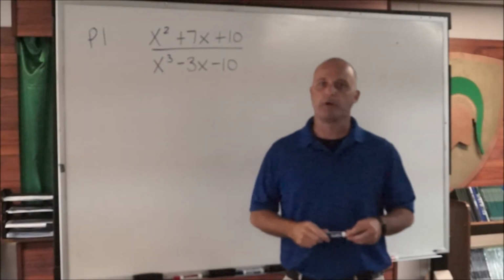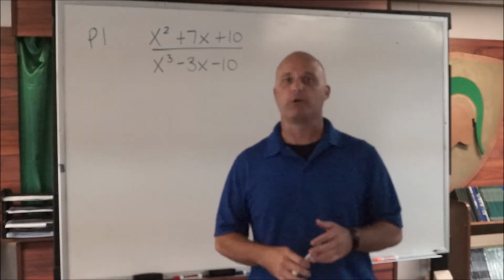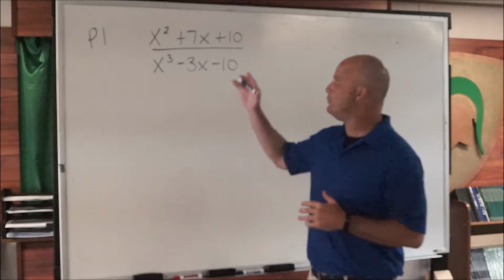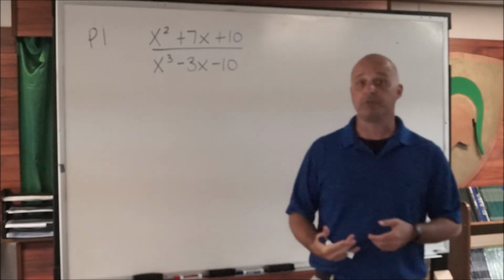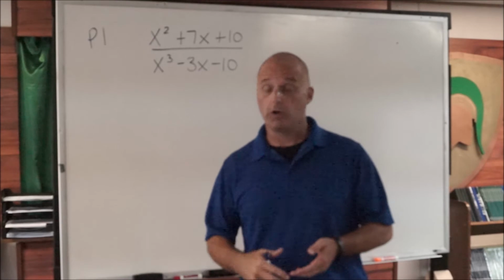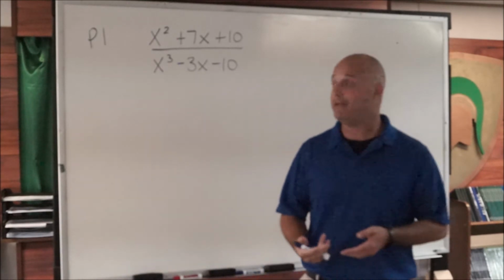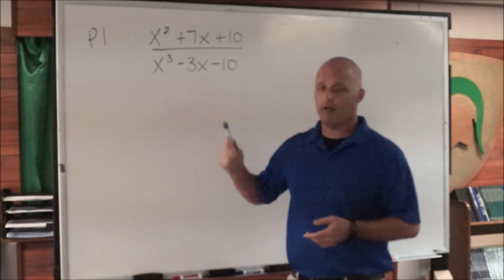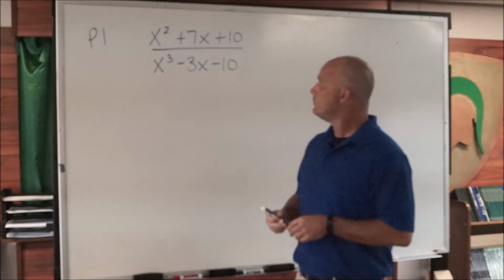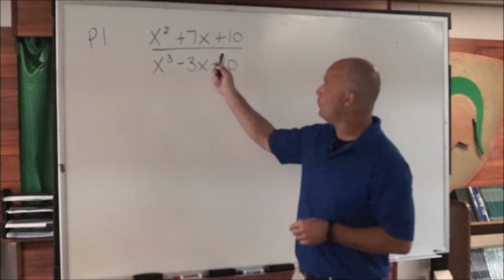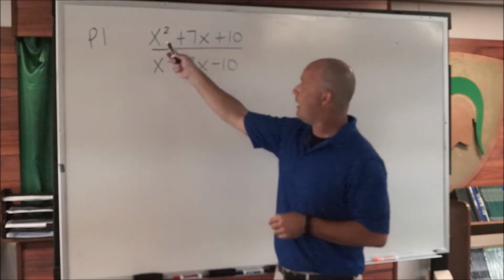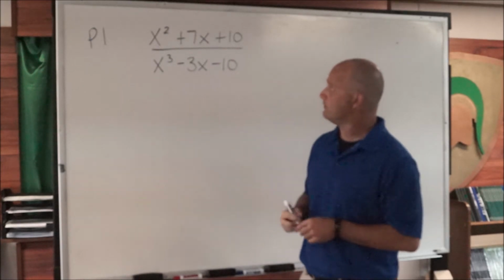In this first problem, we're going to take a look at rational expressions, and we're going to figure out how we're going to reduce this down to put it into simplest terms. We're also going to look and see what the restrictions are going to be on the value of x. So what we want to take a look at is what can we do to factor this and factor this.